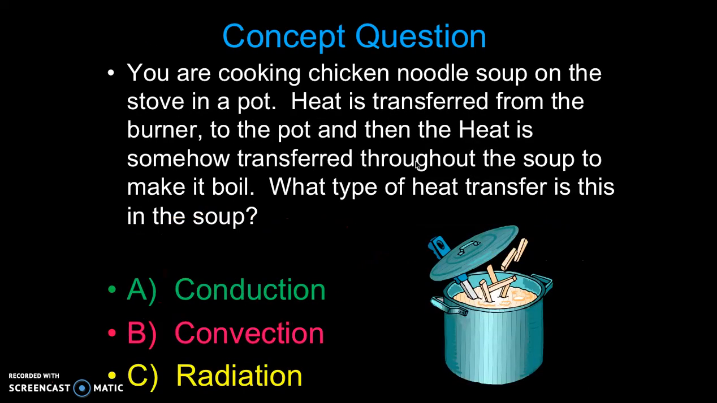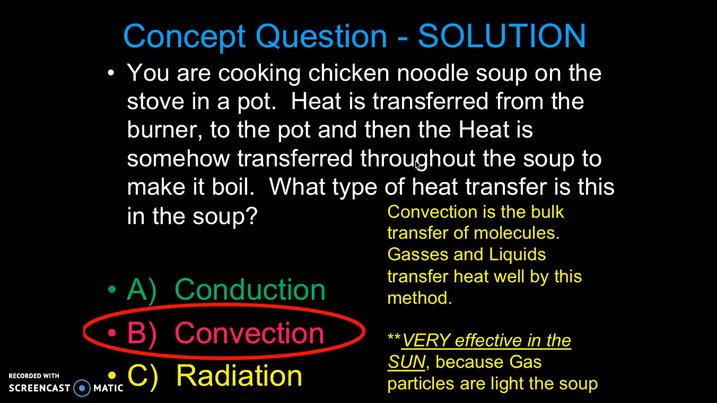So how about you're cooking a pot of chicken noodle soup? And the heat is transferred from the burner to the pot, and then the heat is somehow transferred throughout the soup to make it boil. What type of heat transfer is this? Convection, the transfer of molecules moving through gas and liquid. Very effective in the sun.